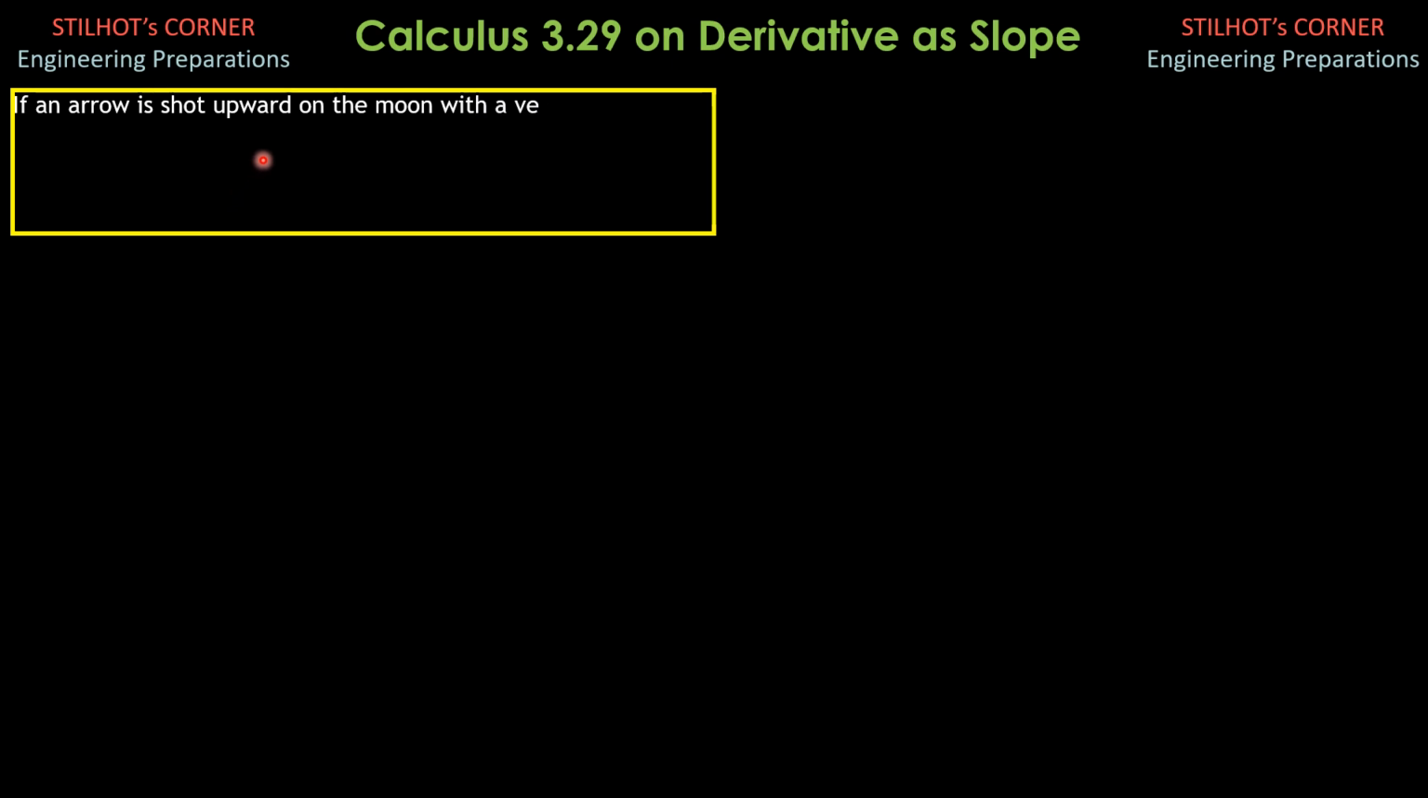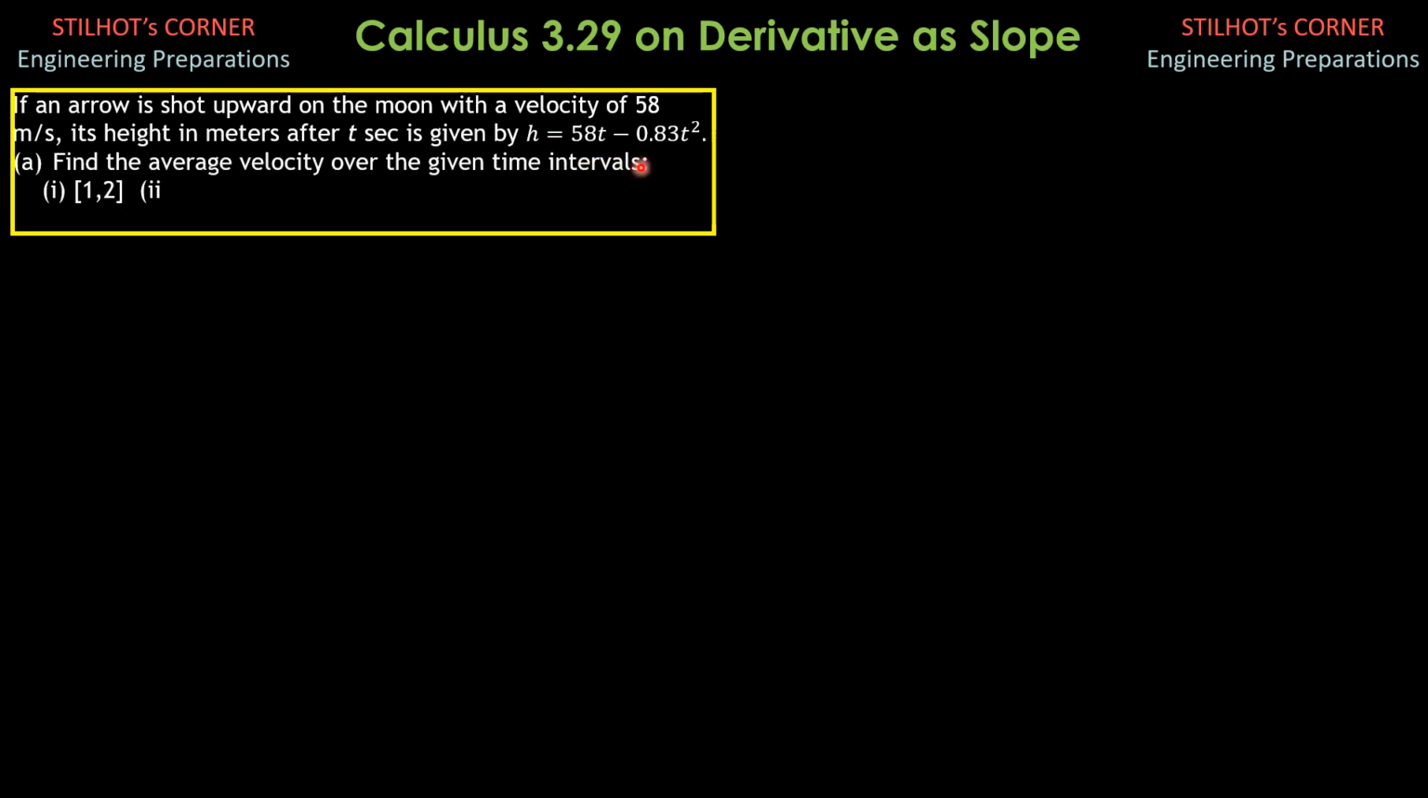If an arrow is shot upward on the moon with a velocity of 58 meters per second, its height in meters after t seconds is given by h equals 58t minus 0.83t squared. Find the average velocity over the given time intervals: t is 1 to 2, 1 to 1.5, 1 to 1.1, 1 to 1.01, and 1 to 1.001, so this is the closest time to 1. Then find the instantaneous velocity after 1 second.